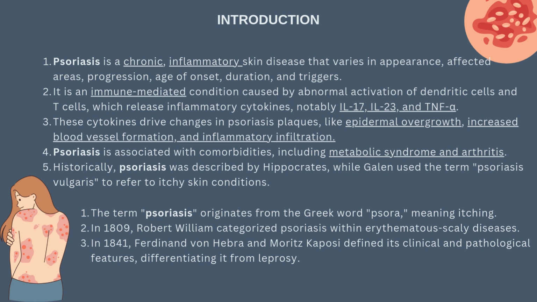Psoriasis is associated with comorbidities, including metabolic syndrome and arthritis. Historically, psoriasis was described by Hippocrates, while Galen used the term psoriasis vulgaris to refer to itchy skin conditions. The term psoriasis originates from the Greek word psora, meaning itching. In 1809, Robert William categorized psoriasis within erythematous scaly diseases. In 1841, Ferdinand von Hebra and Moritz Kaposi defined its clinical and pathological features, differentiating it from leprosy.